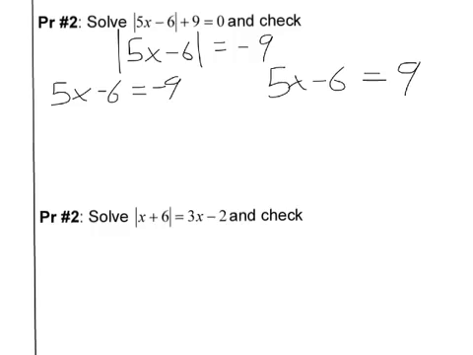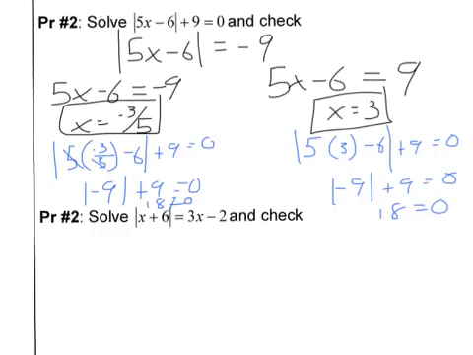Go ahead and solve those out, but then what I want you to do is to check both of your answers by plugging them in to this original equation actually, and see what you get. Okay, when I solved it, I got x equals -3/5 and x equals 3. And then when I plugged it in and checked it, I ended up with a -9 inside the absolute value and a +9 on the outside, so that becomes a +9, and 9 plus 9 is 18. Well, 18 does not equal 0, so that one is not a real solution.